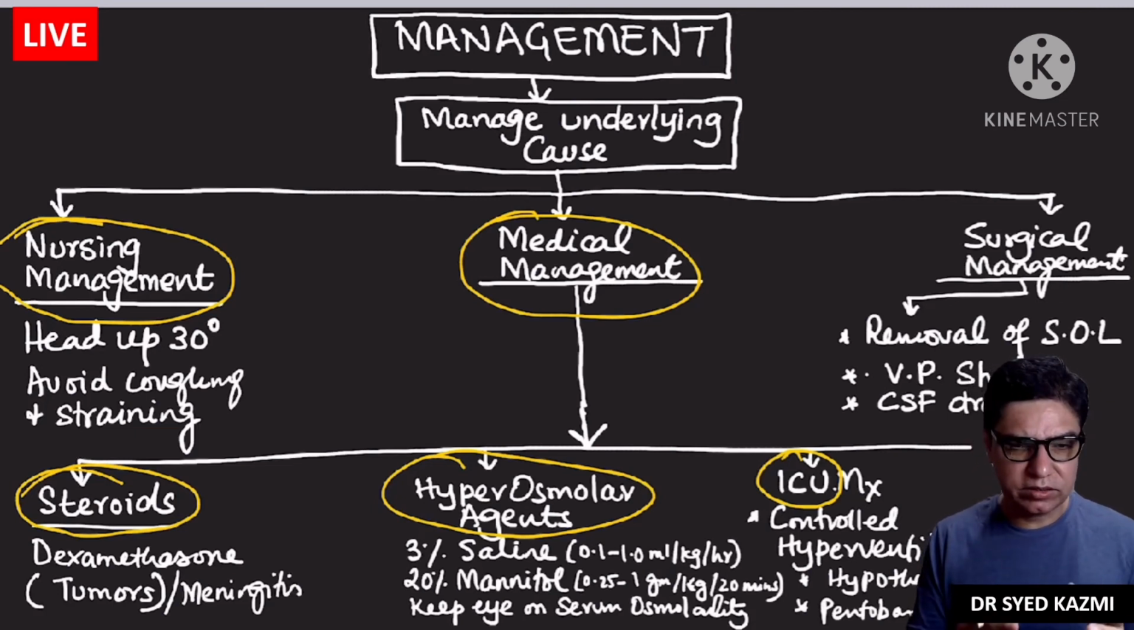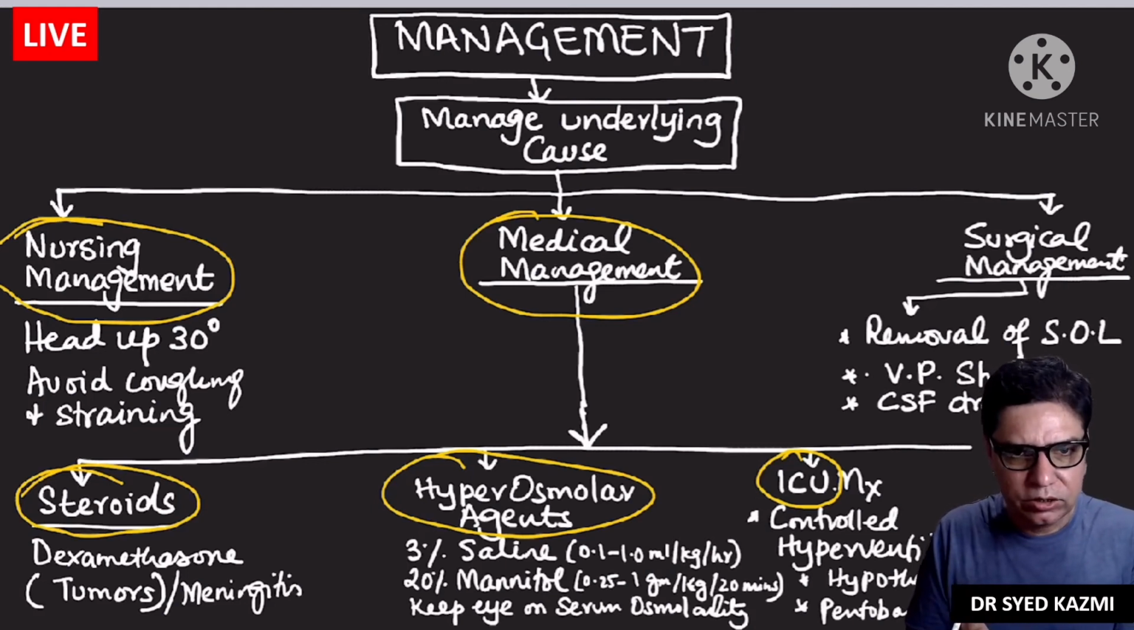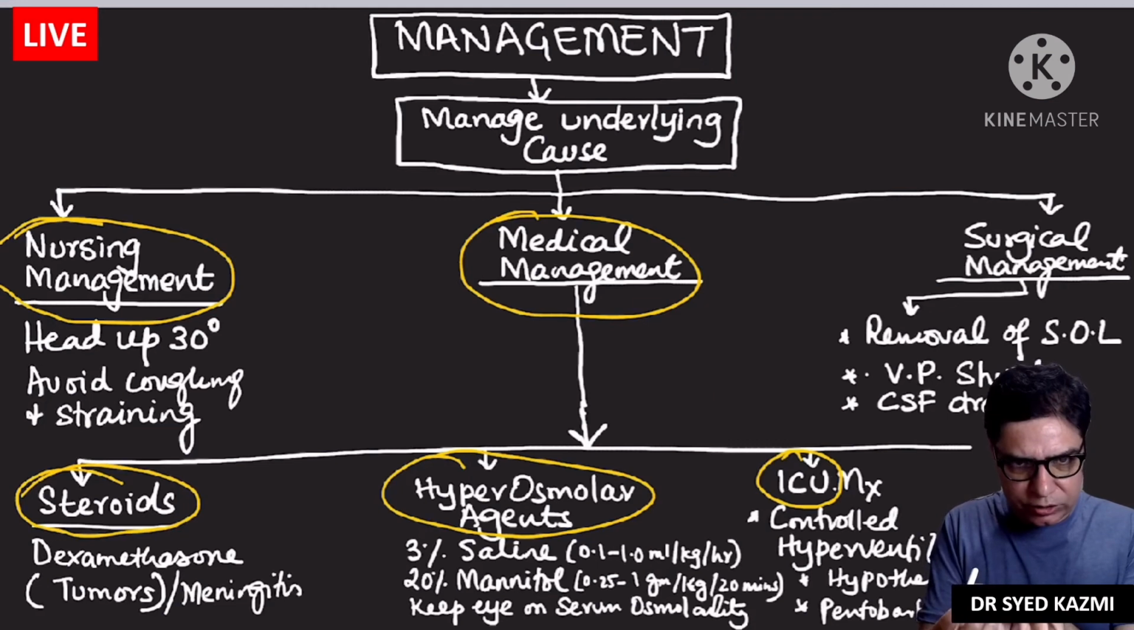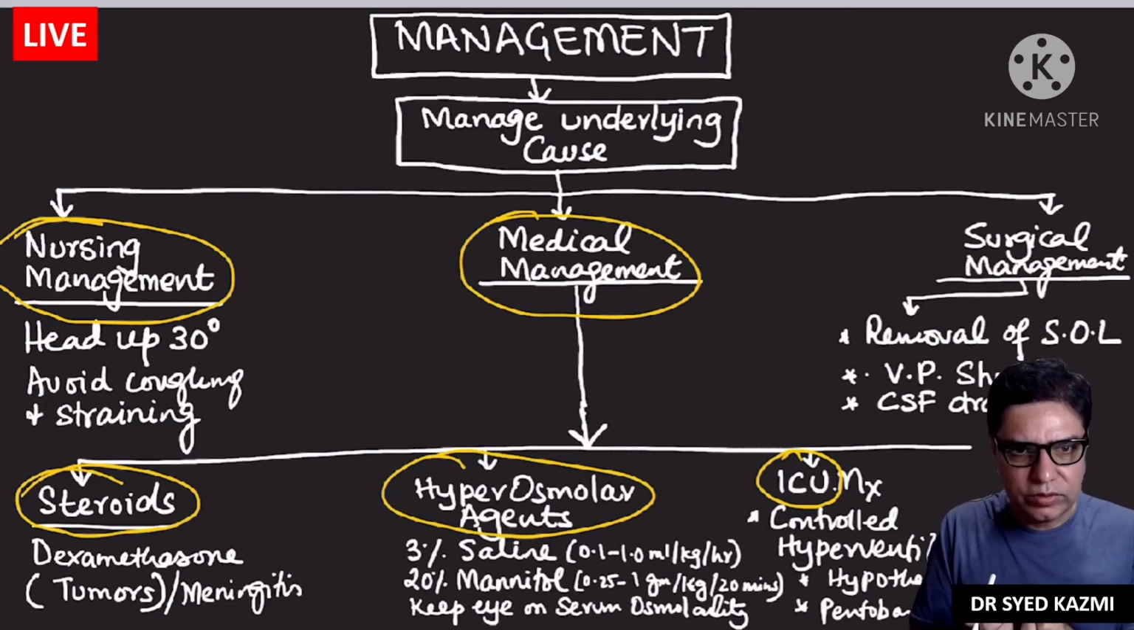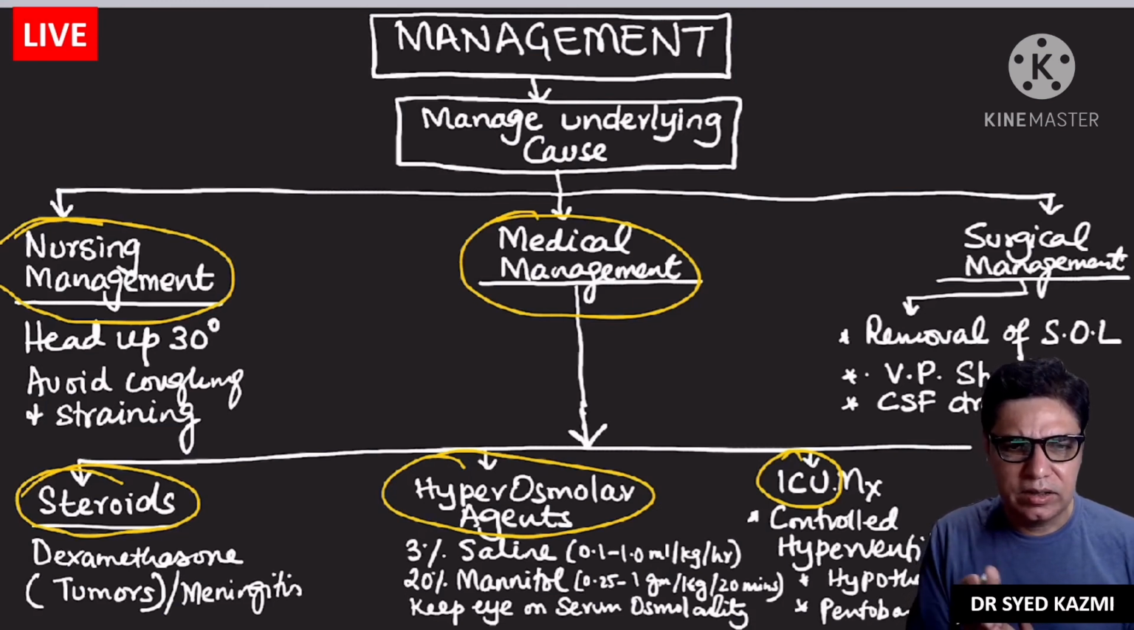Whether it is 3% saline or 20% mannitol, they are osmotically active agents. What they do is draw water from the brain interstitial tissues and back into the blood. So they are actually like a magnet. They draw the fluid out of the brain. 20% mannitol can be given in a dose of 0.25 to 1 gram per kg, usually intravenously over 20 minutes. Again, it can be repeated as and when needed.